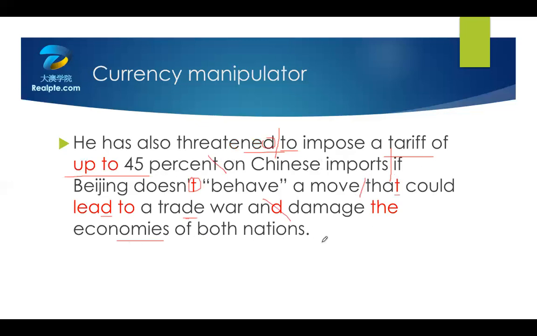好，我们来读一下。He has also threatened to impose a tariff of up to 45% on Chinese imports if Beijing doesn't behave a move. That could lead to a trade war and damage the economies of both nations.